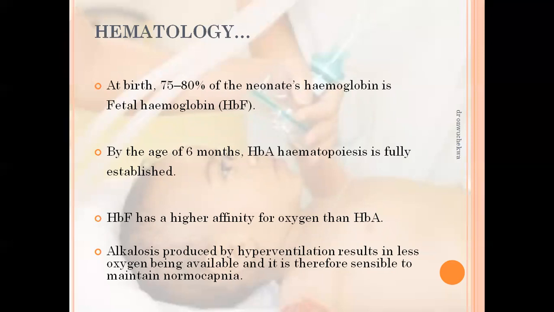Fetal hemoglobin has a higher affinity for oxygen than adult hemoglobin. So alkalosis produced by hyperventilation results in less oxygen being available, and it is therefore advisable to maintain normocapnia. This will prevent a shift to the left.